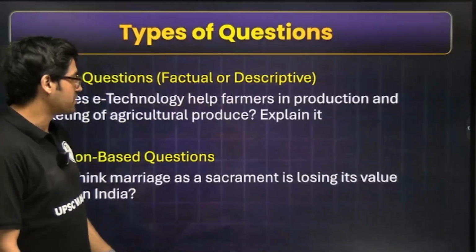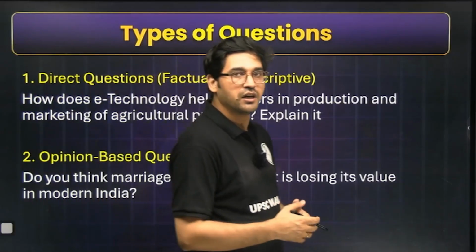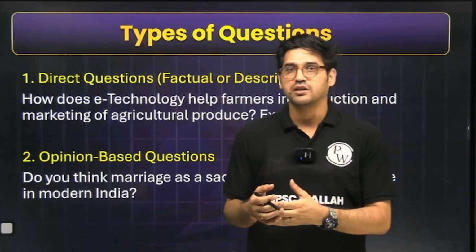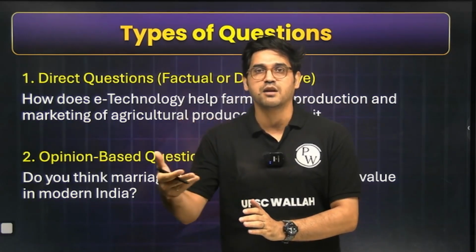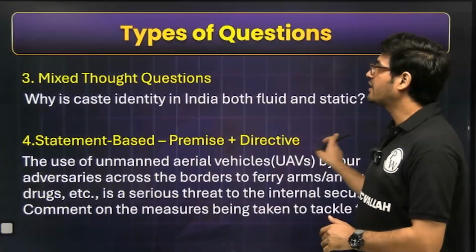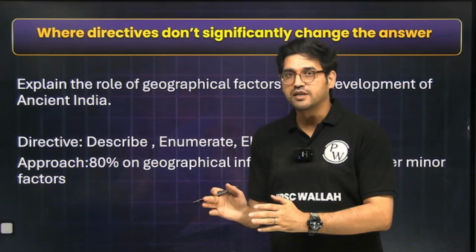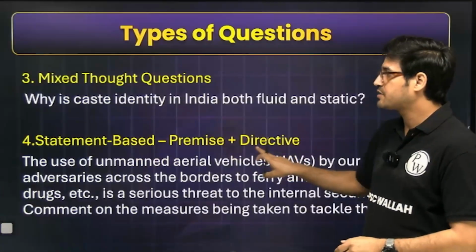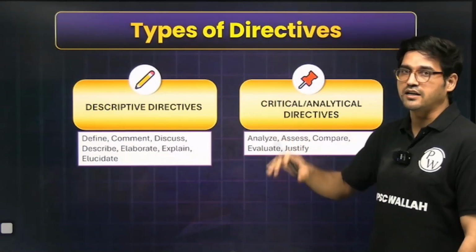There is absolutely no directive here. Look at the previous question. There is absolutely no directive here. So what we feel is that what is more important than going into the semantics behind directives is actually understanding the type of questions. Now let's try to see how we address the various kinds of directives. Broadly speaking, just remember that there are two types, descriptive and critical or analytical.